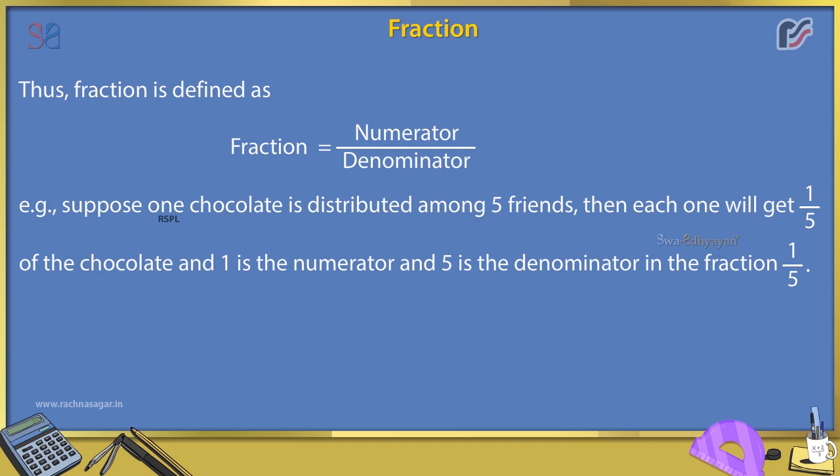Example. Suppose one chocolate is distributed among 5 friends, then each one will get 1 by 5 of the chocolate, and 1 is the numerator and 5 is the denominator in the fraction 1 by 5.